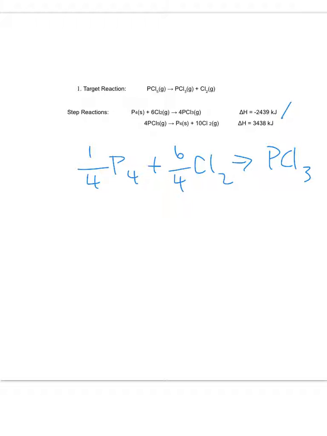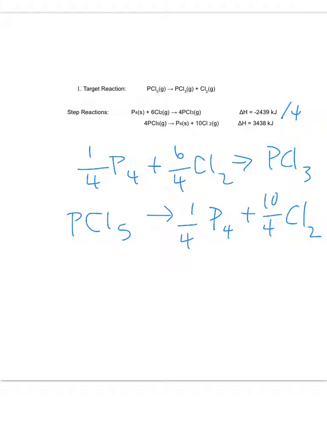And then, of course, our delta H will be cut by 4. You would do the same thing for the second reaction. You cut it by 4, so you end up with PCl5 yielding 1/4 P4 plus 10/4 Cl2. If you are not a fan of fractions, then you can go ahead and combine your reactions and then divide at the end to get your target reaction.